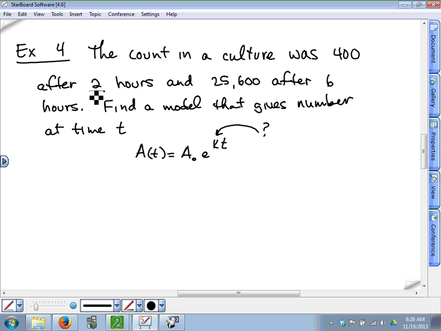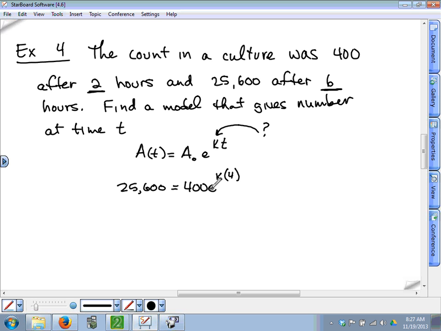So how much time has passed between 2 hours and 6 hours? 4. So if we put a 400 in for A sub 0 and a 25,600 in for the A of t value, and then this is going to be times e to the k, what time value are we going to have to plug in here to allow 400 bacteria to grow to 25,600? 4 hours. So we can put a 4 right there. So even though this A sub 0 isn't the actual initial count, we're still going to be able to solve for the growth factor k using the information in the equation.